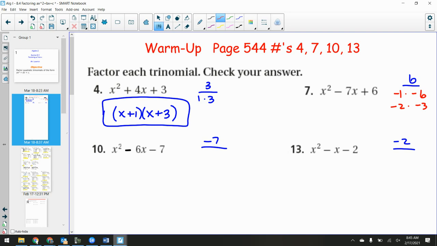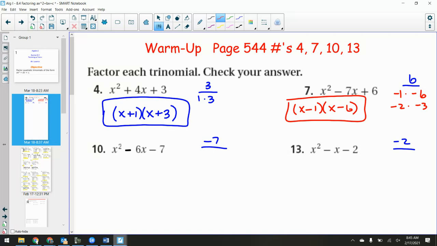So now, which set of factors work? Negative 1 and negative 6 or negative 2, negative 3? Negative 1, negative 6. So we can say that my answer is x minus 1, x minus 6. And that's my answer, because they multiply to get to positive 6, but add together to get negative 7.